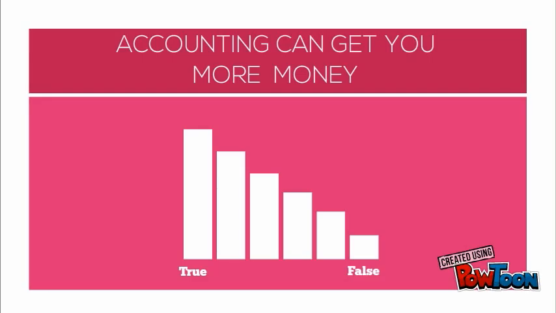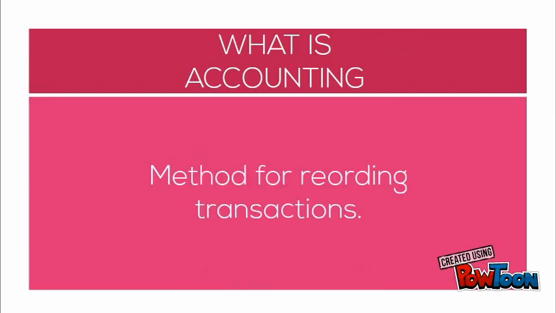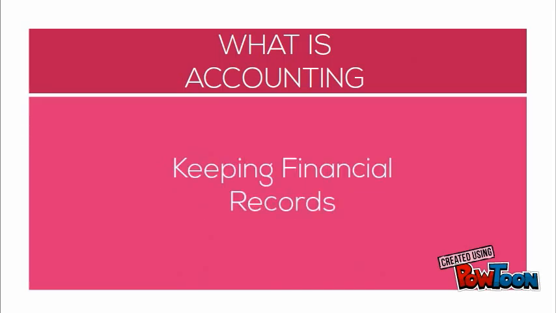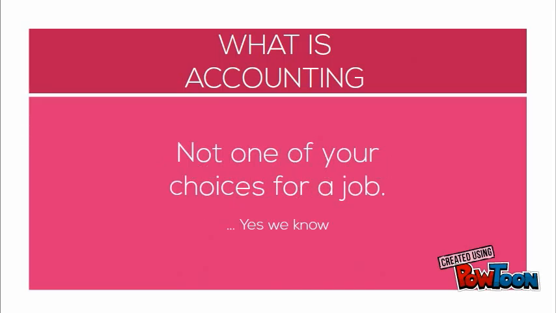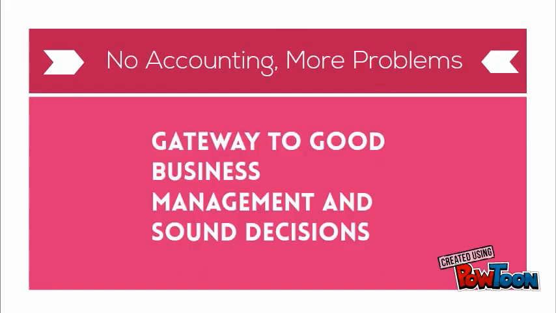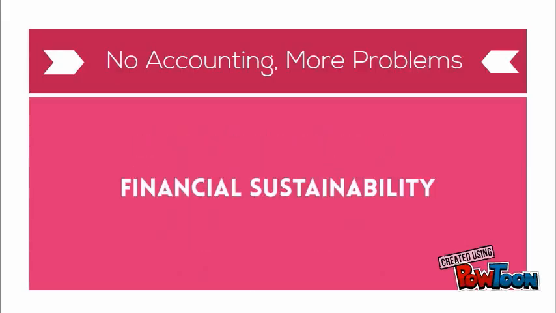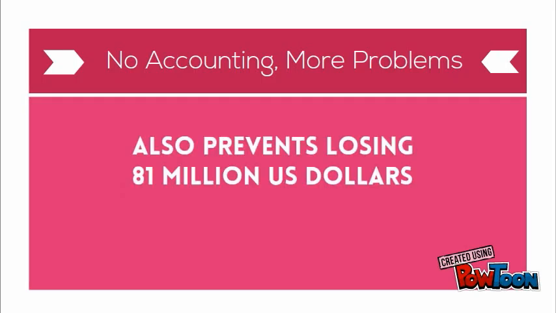But what exactly is accounting? Well, accounting is making recordings of transactions and also keeping financial records. Also, it's probably not your choice for a job. Well, yeah, we know. Look, accounting is important in any business. It promotes good business management, avoids fraud, and of course, financial sustainability. And also, it kind of helps you avoid losing 81 million US dollars. Seriously, who could lose that much money? That should be a movie.